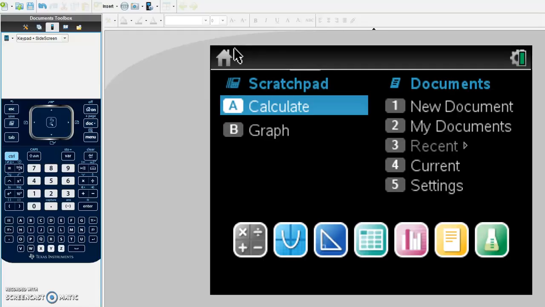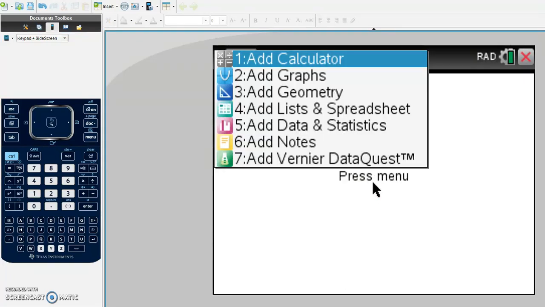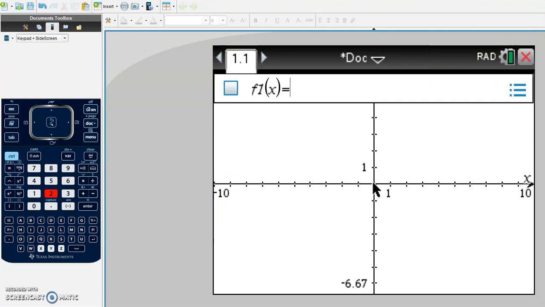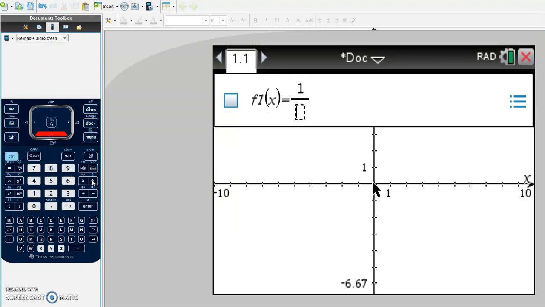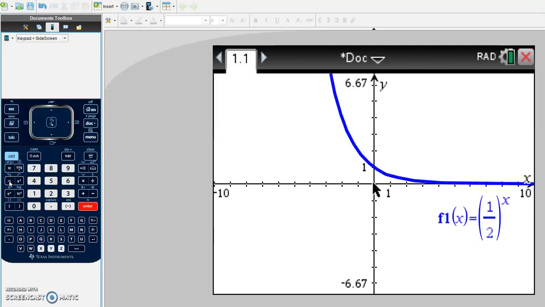Okay, so I'm at the calculator. I want to go to a new document. I save nothing ever, and I want to add a graph. So on the first one, the equation was 1/2 raised to the x power. So I'm going to put 1/2 and then raised to the x power. Okay, so it asked me a couple of questions.